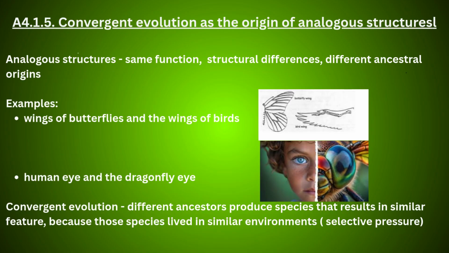In contrast to homologous structures, we have analogous structures. These are quite different. Analogous structures may perform the same function, but they have distinct structural qualities because they arose from different ancestral origins. This is a result of convergent evolution, where different ancestors produce species that end up very similar in terms of a particular feature, most likely because those species lived in similar environments and faced similar selective pressures.